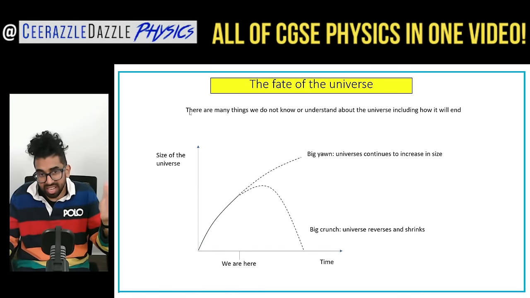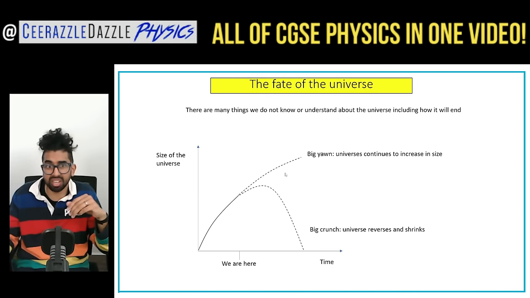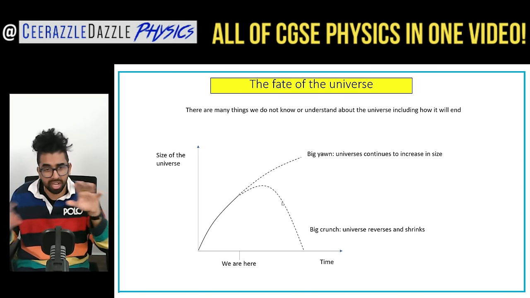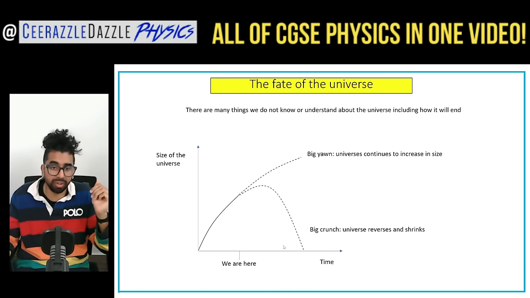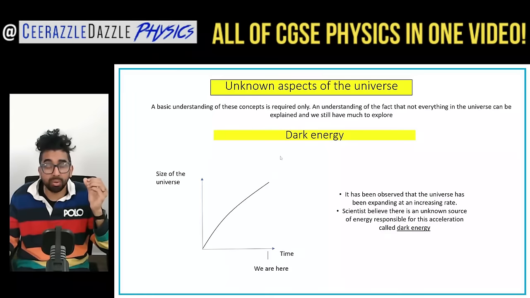Right, so we don't understand how the universe is going to end, but currently if we plot a graph of the size of the universe versus time, we're roughly over here. We recognize that it can go down the possible route of the big yawn, where it continues to increase in size, or it goes down to the big crunch, where maybe it will collapse back inwards on itself over here. We're not too sure. Unknown aspects of the universe.